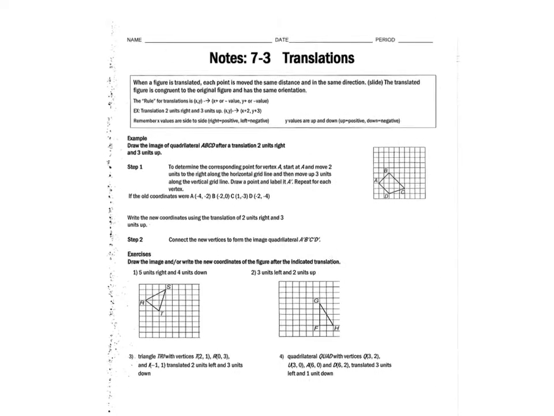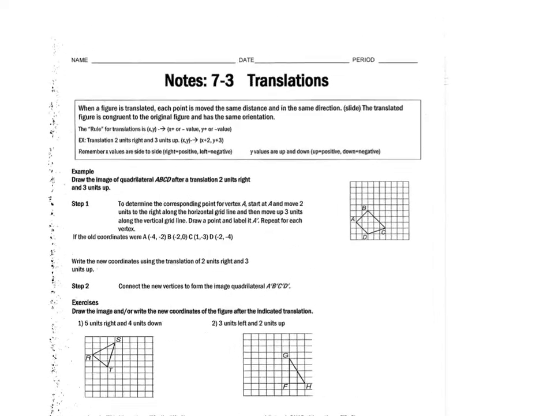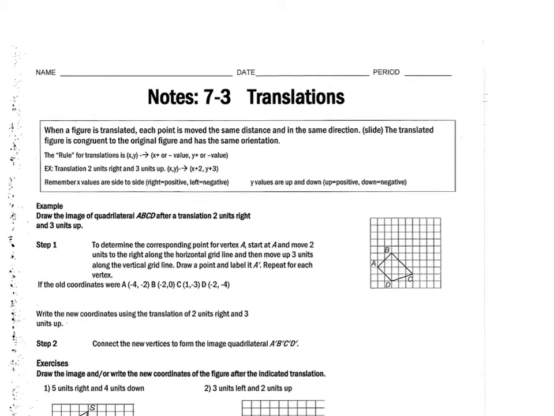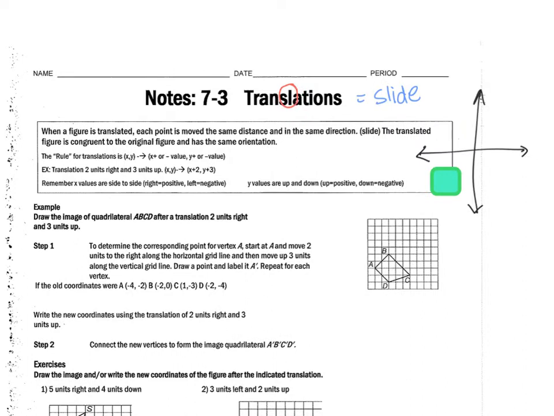Okay, 7-3, translations. So we've talked about dilations. That was the first transformation we talked about. Now we're going to talk about translations. So translation, just remember this part. Translation means slide. So you're just sliding a shape across the coordinate plane.